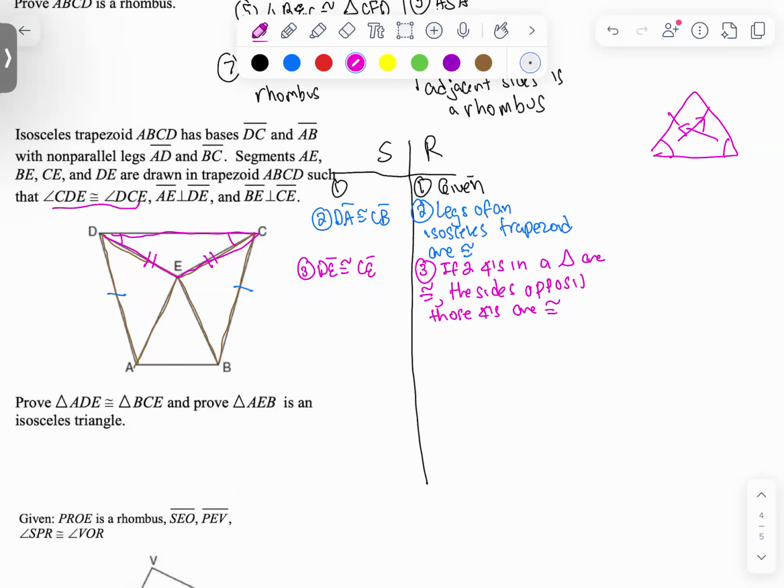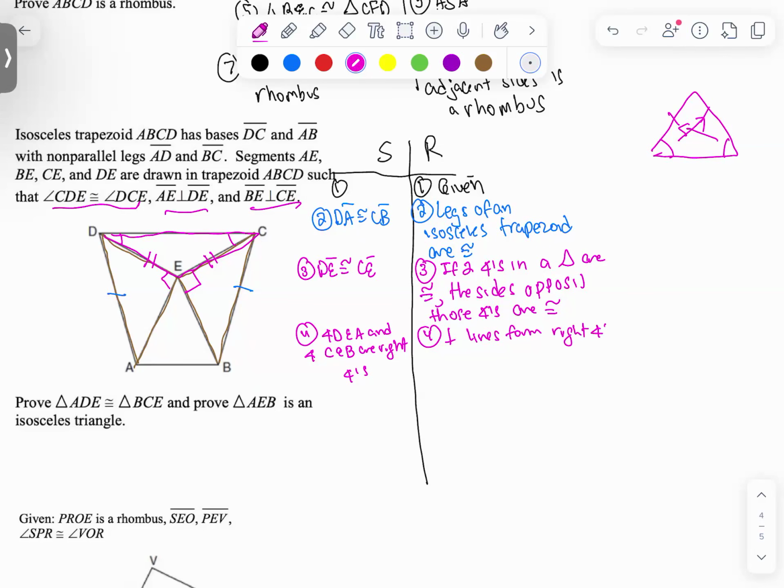And they also tell us that AE is perpendicular to DE and BE is perpendicular to CE. You might think that this is ASS or SSA, which doesn't work. It's ASS backwards. But what we really have here, since we have right triangles, is HL. I have congruent hypotenuses and a pair of congruent legs. For HL, when I put the right angles in, I'll show you angle DEA and angle CEB are right angles because perpendicular lines form right angles.